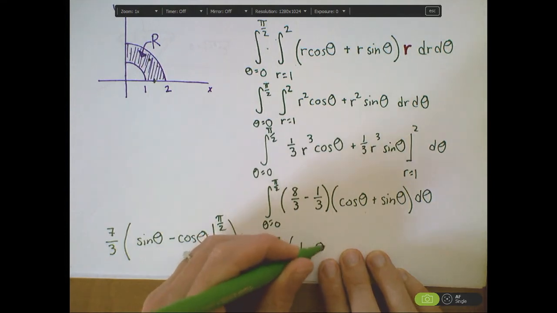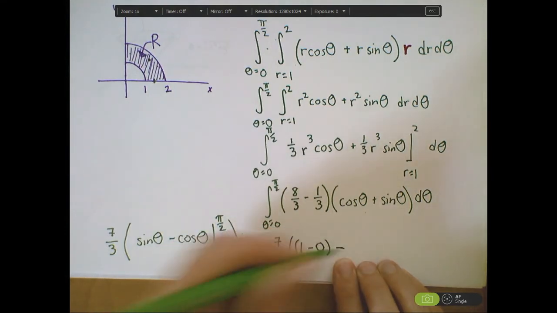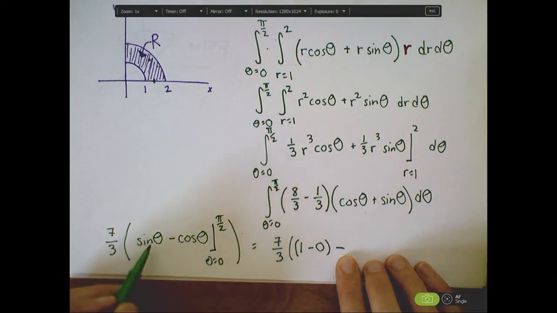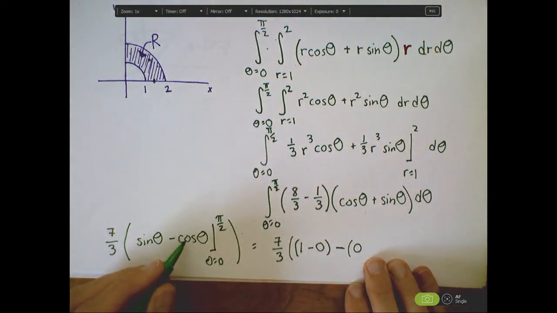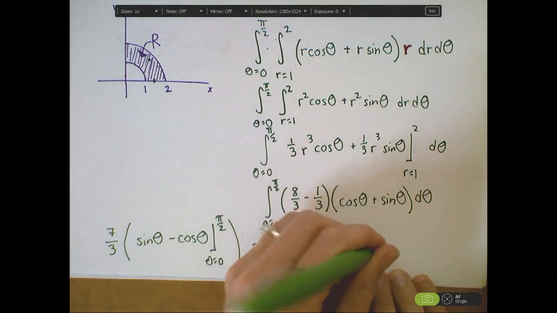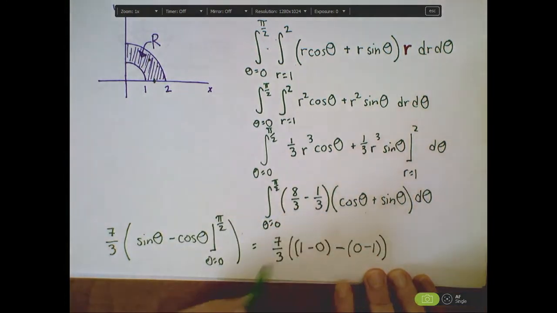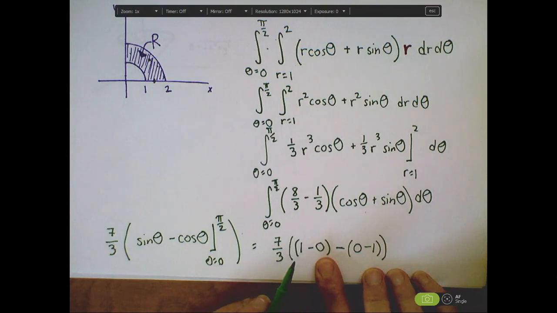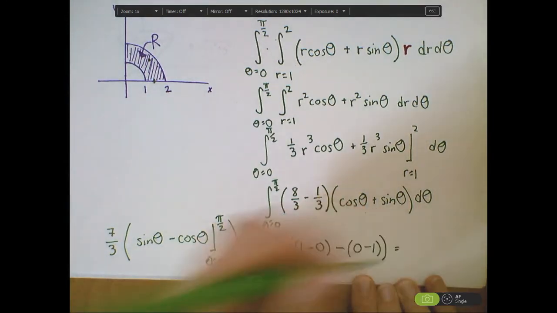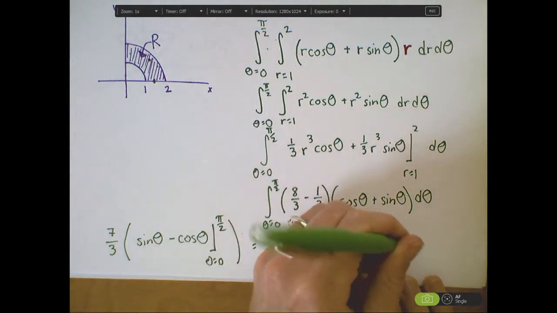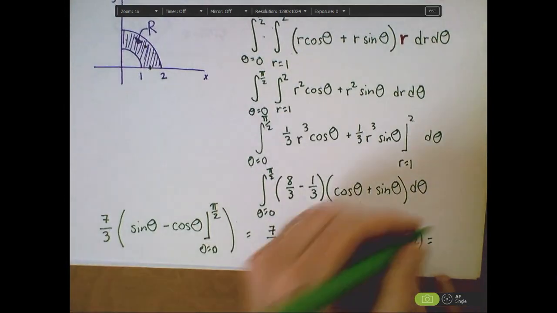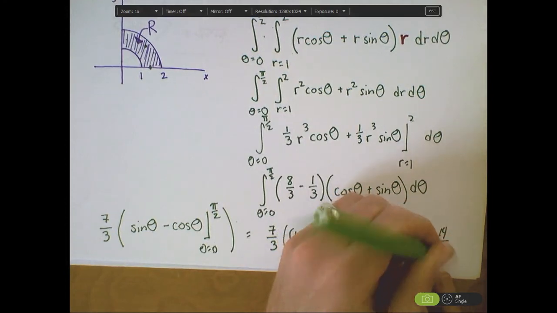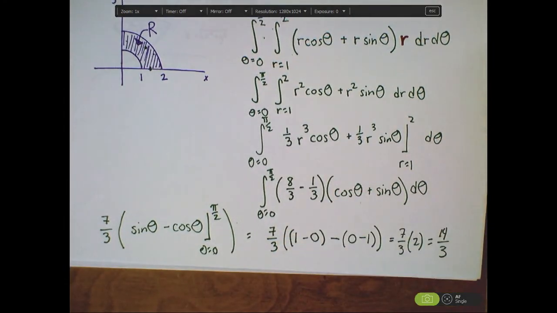So that's 1 minus 0, minus the lower bounds. The sine of 0 is 0, and the cosine of 0 is 1. So 1 minus 0 is 1, minus negative 1 is 1, becomes 2, and I end up with 2 times 7/3, or 14/3. And you can check my algebra if you'd like.